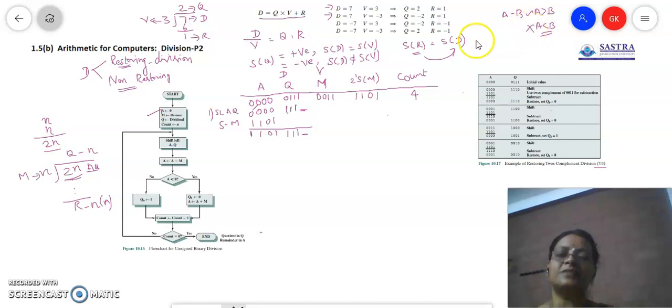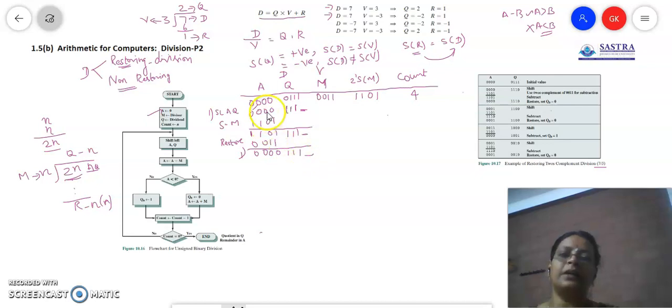So to cancel this, what we have to do? Again, we have to add M. So we just add M here, which is nothing but 0 0 1 1. Why are we adding M? To restore back to the previous case. So this is nothing but restoring. We are trying to restore the previous value. So 1 plus 1 is 0 with a carry, and so on, and at the end we have an end-around carry that is going to be ignored. So we will be having 0 1 1 1.